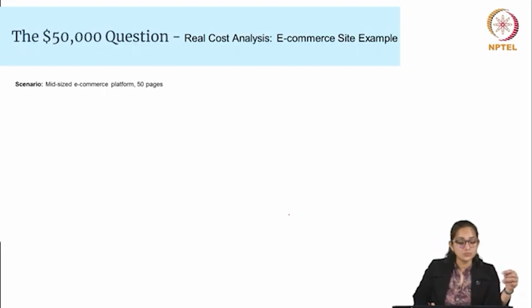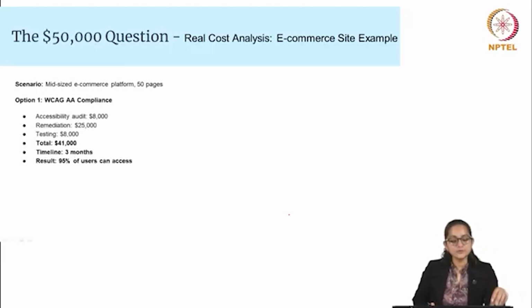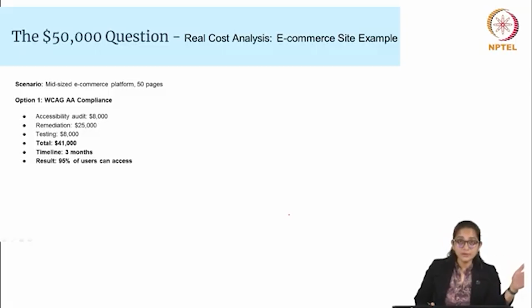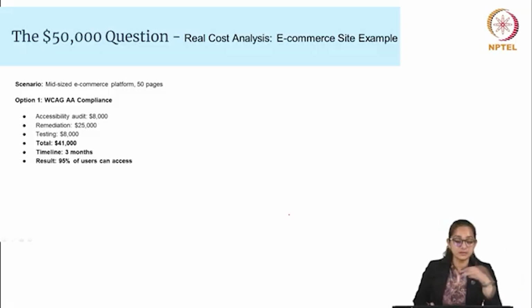So what is the scenario? We are saying it's a mid-size e-commerce platform which has about 50 pages. So option one is WCAG AA compliance. Earlier, in the previous week, we were talking about non-compliance versus compliance. Here we are talking about optimization. So please listen carefully, and if you want to contrast the same example from the previous week's session, you can go ahead and do that.